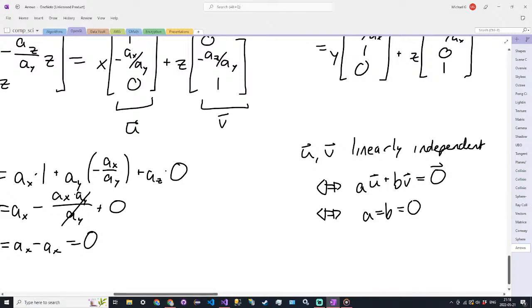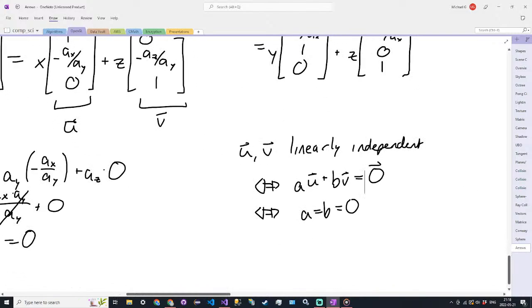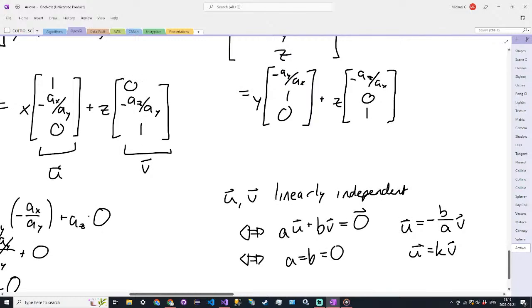And this does work, because if you just look at the columns, this essentially just equates to u is equal to minus b over a v. And if this constant doesn't exist, so u is equal to kv, and if this constant doesn't exist, then they're linearly independent. I.e. a is equal to b is equal to 0, so the constant is just 0 over 0, which does not exist. And you can just look at this.